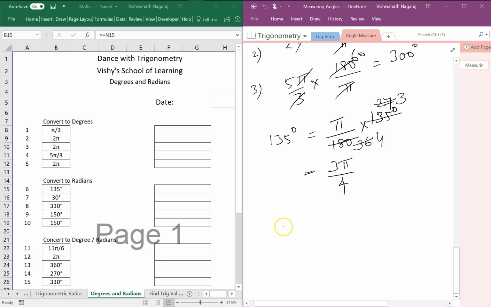Let's do another one. 150 degrees. Here we want pi, so pi by 180 into 150. 5 3s are 15, 5 6s are 30... simplified, it is 5 pi by 6.